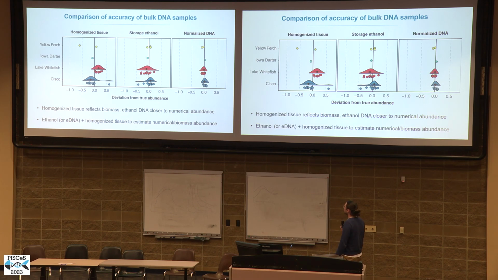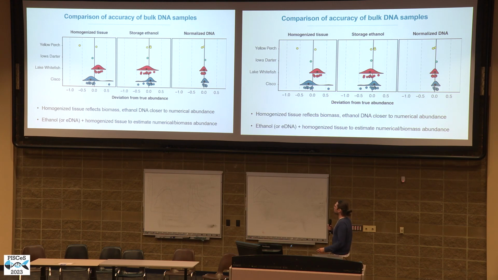So the results from that are right here. I'm just going to step through this from left to right. On the very left, I have the homogenized tissue, and what you'll see there is that the lake whitefish were often overestimated based on the number of sequencing reads when you compare that to the proportion you would expect based on the true numerical abundance in that sample. That makes a lot of sense, given that those fish were almost always larger than the ciscos that were collected in those same samples.